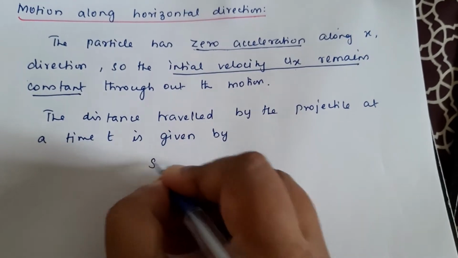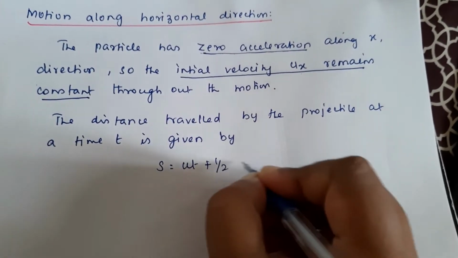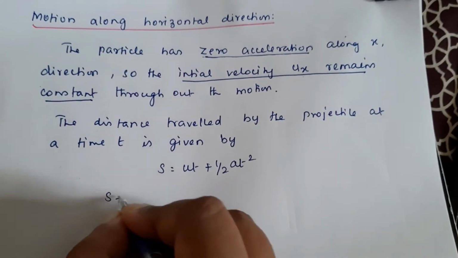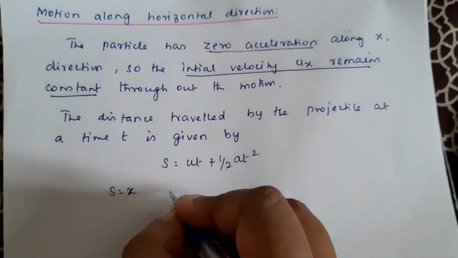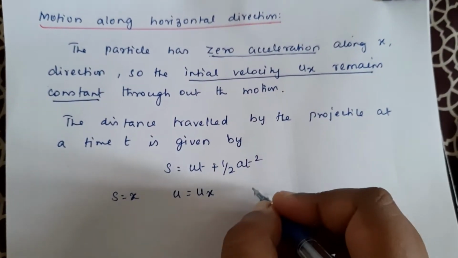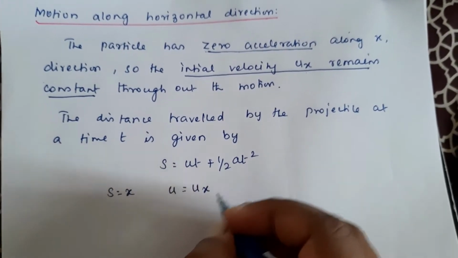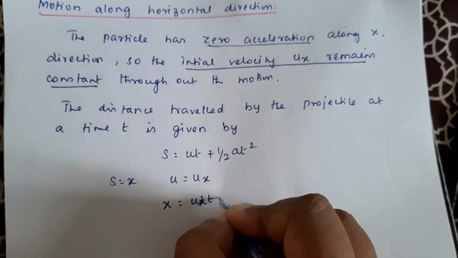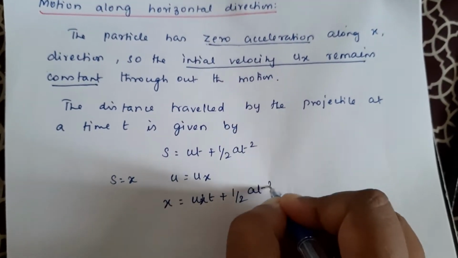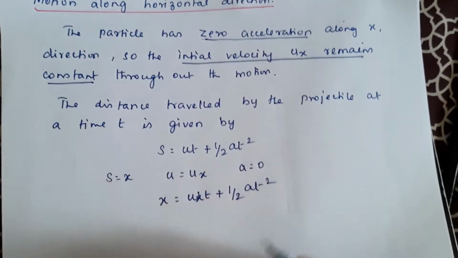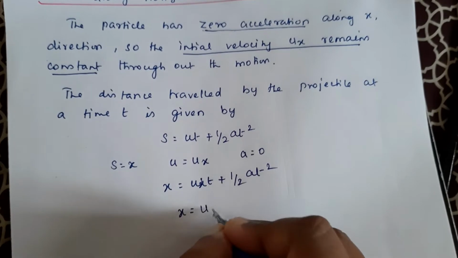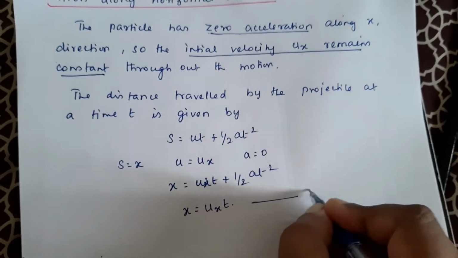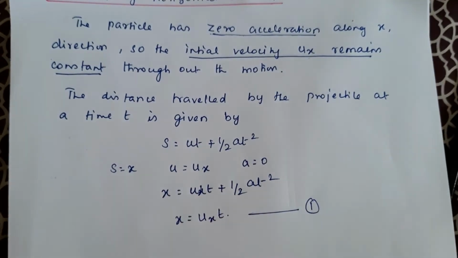We can use the equation s is equal to ut plus half at square. In this equation, s is equal to x, the horizontal distance, and u is ux. Substituting here, I get x is equal to uxt plus half at square. But the acceleration is 0. So x is equal to ux into t. This I am going to take as equation number 1.